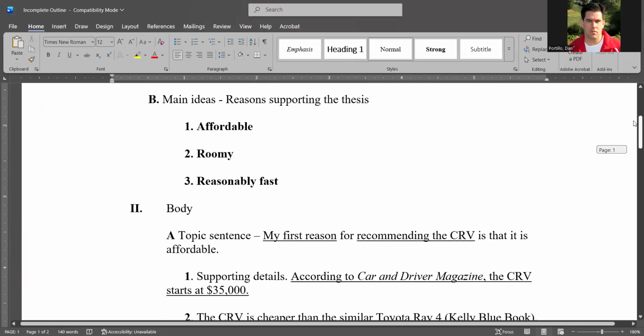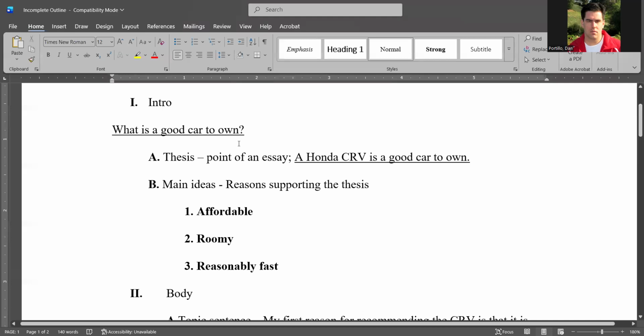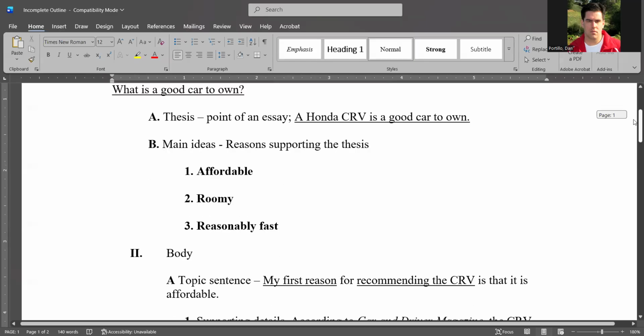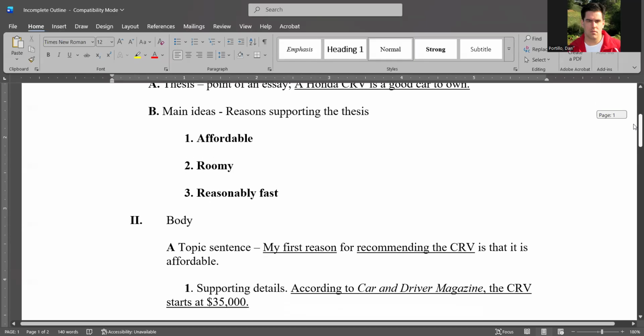Now you'll notice I have once again, just reminding you, this is my topic. What is a good car to own? That's the question. Your essay is about that. It's about the question. But what is your thesis? Well, the point of it, or my answer, is a Honda CRV is a good car to own. What are my main ideas for it? Is that the Honda CRV is affordable, roomy, and reasonably fast.